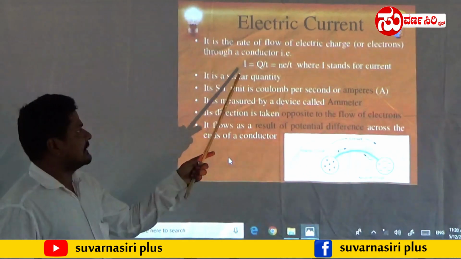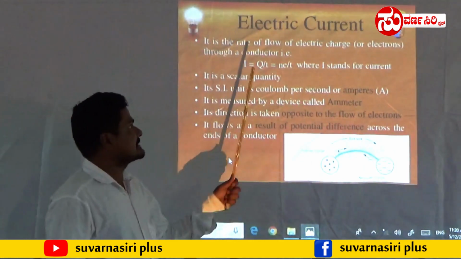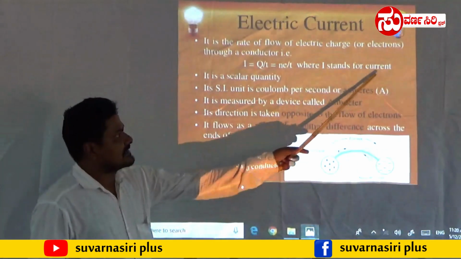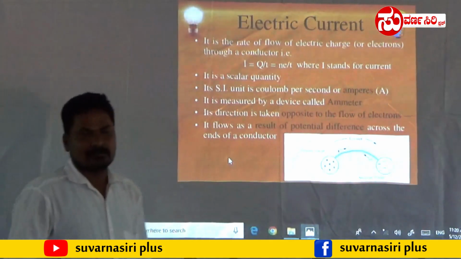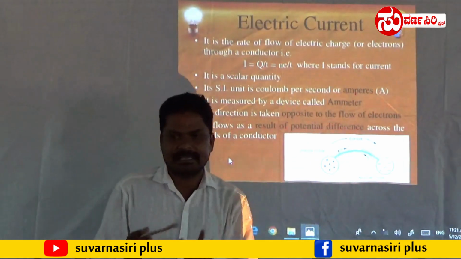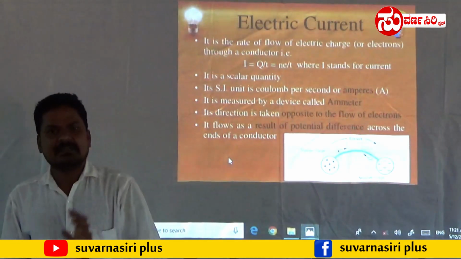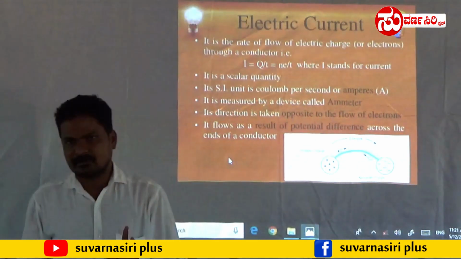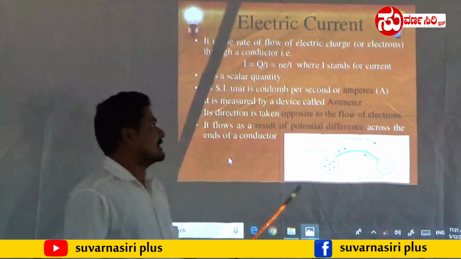So here electric current is denoted by the symbol I, and I is equal to Q by T. Here Q indicates the charge, T indicates the time. Here I stands for the electric current, and it is a scalar quantity. You know physical quantities are scalar quantities and vector quantities. So what is meant by scalar and what is meant by vector? Scalar is a physical quantity which has only magnitude, no direction. If it has both direction and magnitude, that is called a vector quantity.